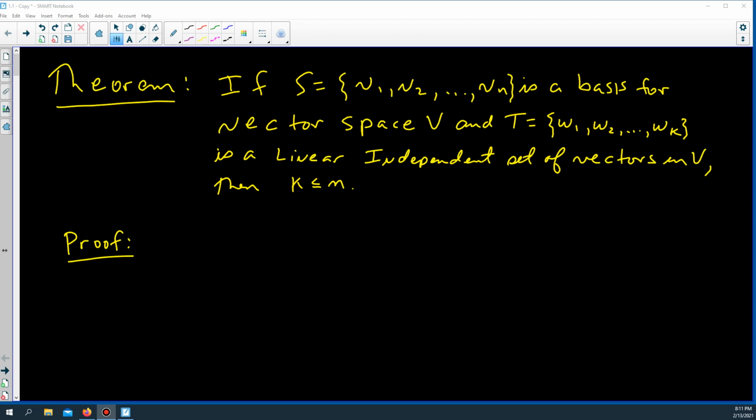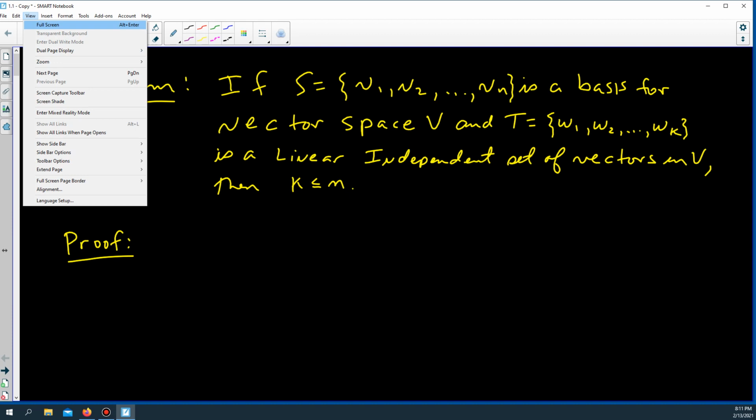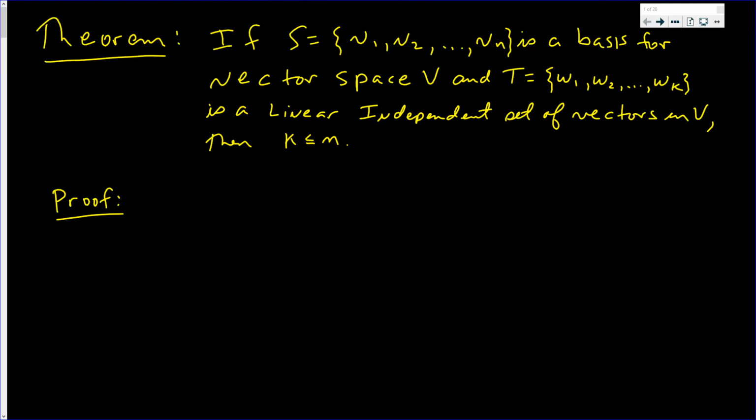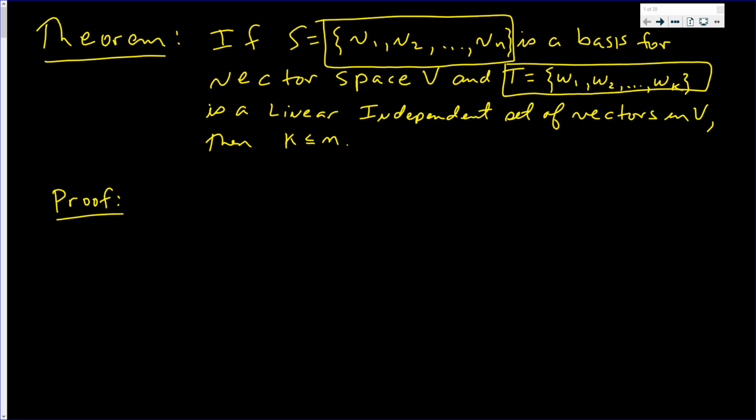In this video, we're going to prove a very important theorem. It turns out that if you have a vector space V that has n vectors in it, and T has a linearly independent set of k vectors in V, then k must be less than n. If a vector space has n elements, you cannot come up with more than n vectors of a set and that set be linearly independent.